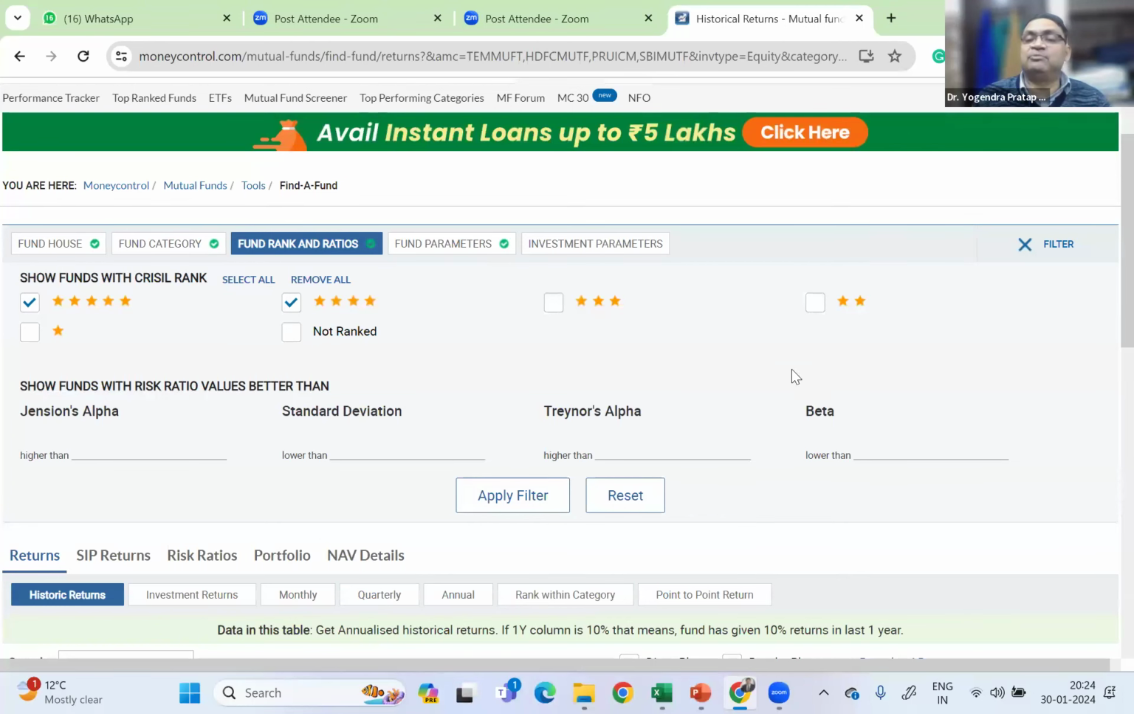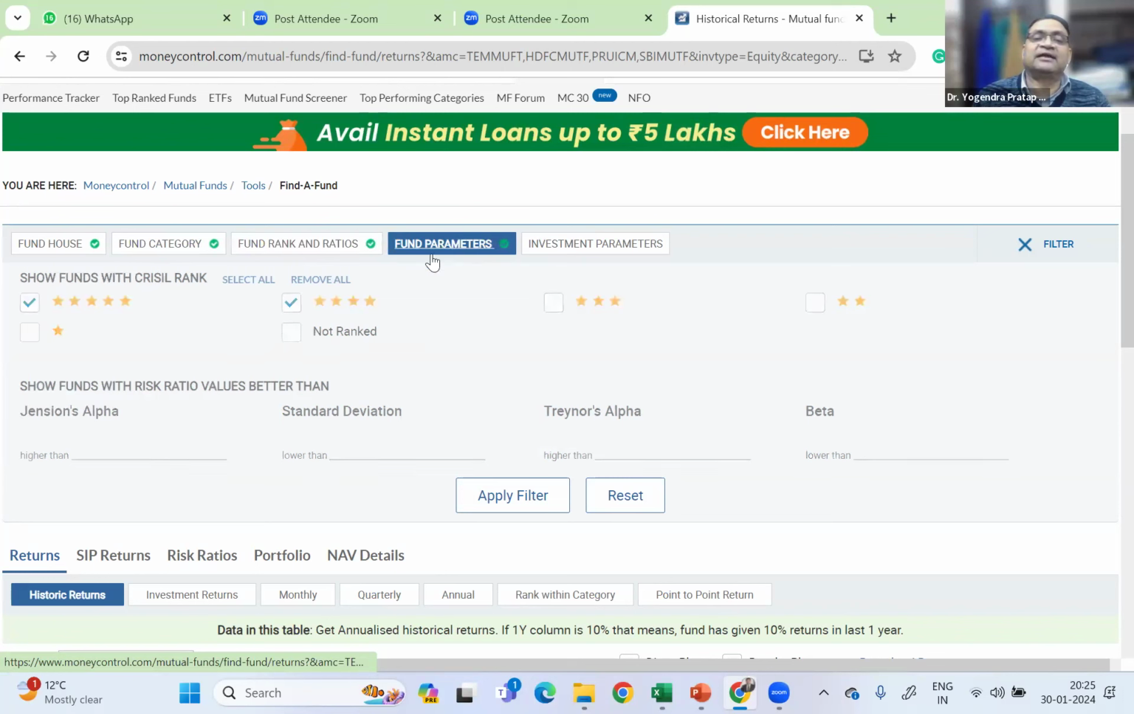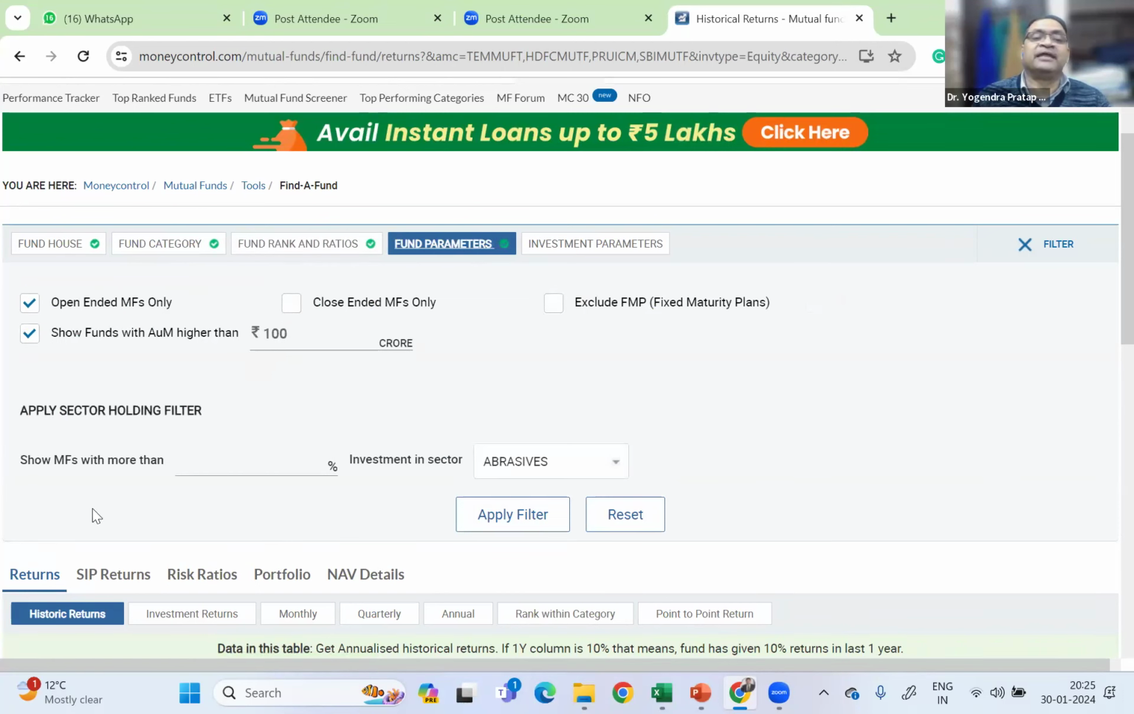Now, the thumb rule is just to choose. You have chosen the fund house, then the fund category, then the fund rank, and now come to the third parameter. Here, first see open-ended mutual fund schemes and closed-ended mutual funds, and exclude FMPs, fixed maturity plans. This is very much niche. You might never have heard of fixed maturity plans, and you might never have invested in them.